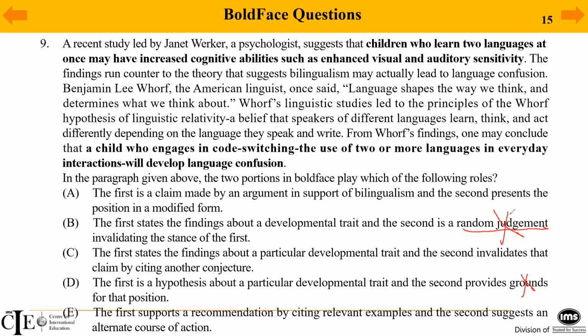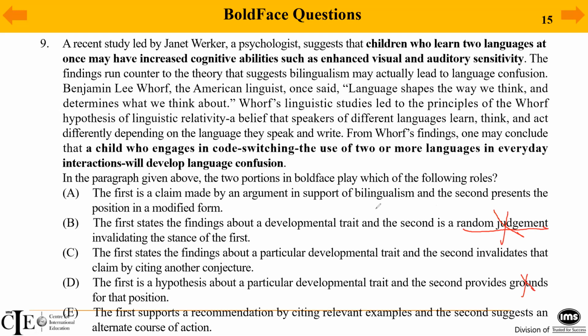A is saying as if first and second both, with slight modifications, are saying the same thing. So which is not correct. Ishika correct. Siddhi correct.